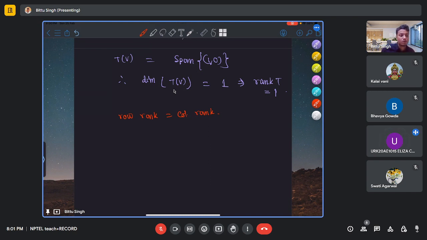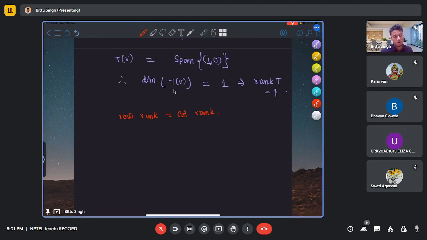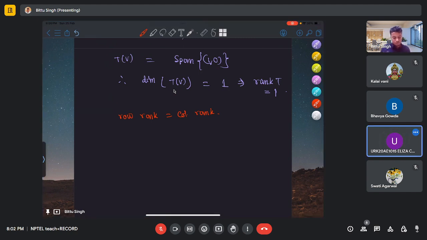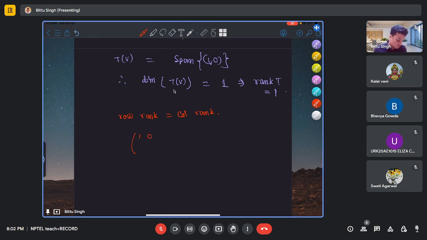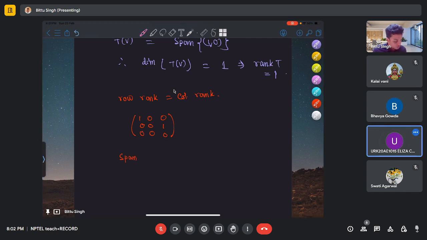If we take vectors of rows or vectors of columns, they will span the whole space, right, sir? Whole R3 for space R3, or a subspace. But for example, let us consider this matrix: 1 0 0, 0 0 1, 0 0 0. Now, what does the row span? Span of rows.